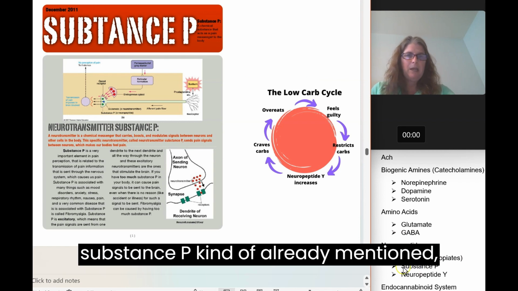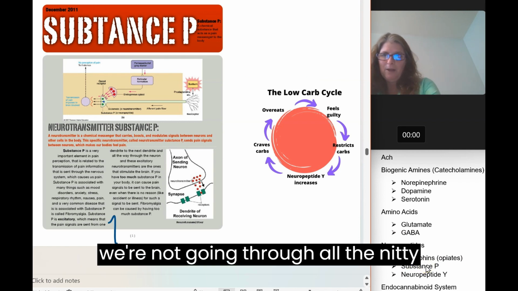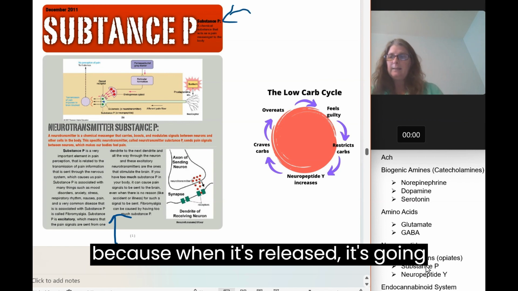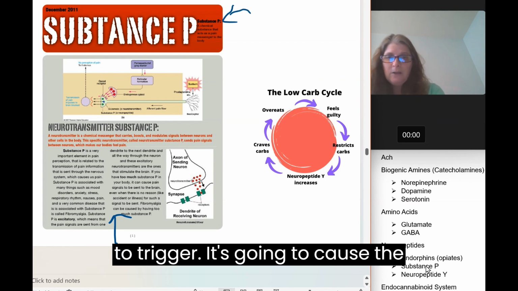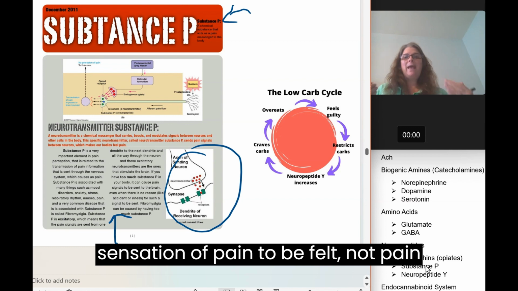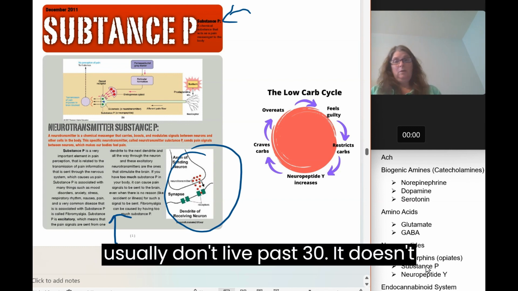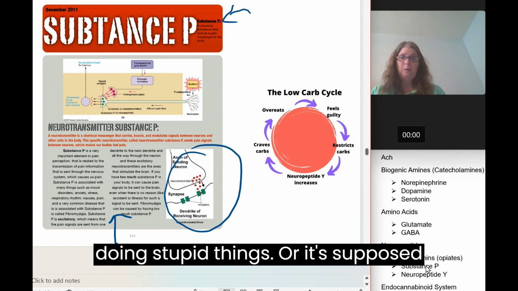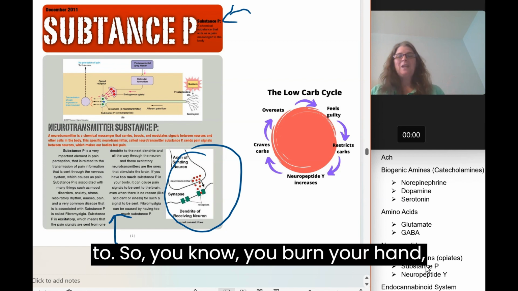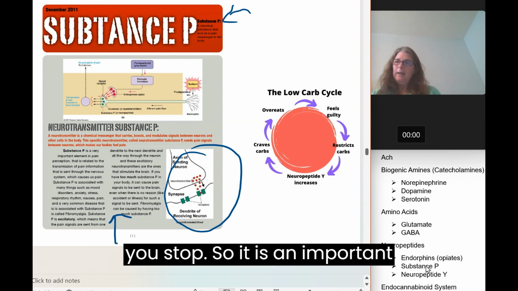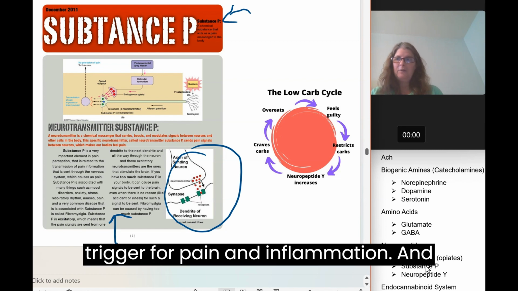So substance P, I kind of already mentioned. We're not going through all the nitty-gritty here, but it's called substance P because when it's released, it's going to cause the sensation of pain to be felt. Now, pain isn't bad. People who don't feel pain usually don't live past 30. It doesn't feel good, but it stops us, right, from doing stupid things, or it's supposed to. So, you burn your hand, you stop. So it is an important trigger for pain and inflammation.